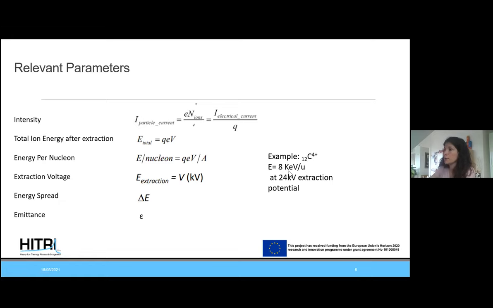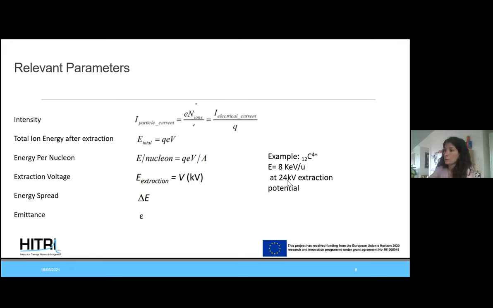But be careful, this is not the voltage that we apply at extraction. It's really the whole source body that is put at 24 kilovolt, while we then need a really small extraction voltage to favor the extraction of these ions.